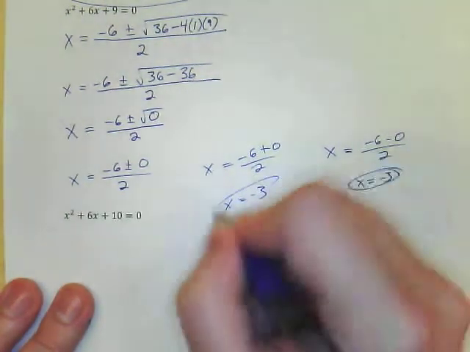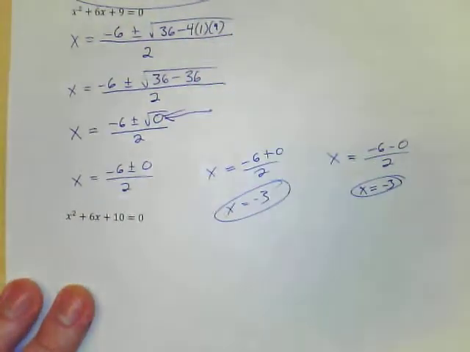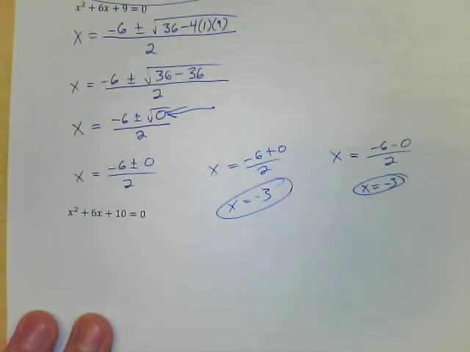And so what happens here, when we get 0 underneath the square root, then we get the same number twice. We get 2 of the same exact solution. And so when that number underneath the square root is 0, then 2 of the same solution.